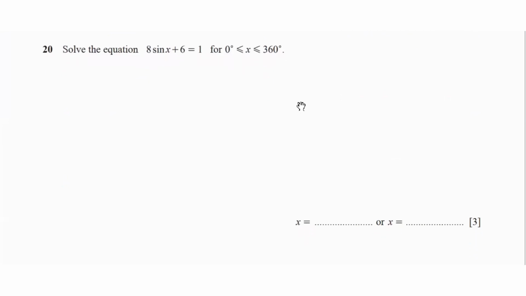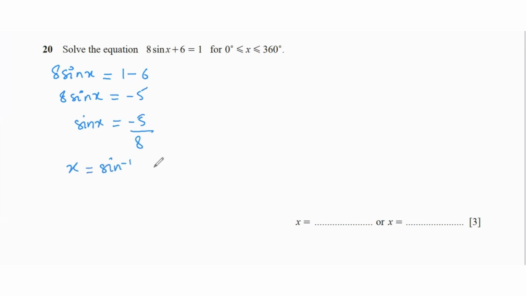Question 20 says, solve the equation 8 sine x plus 6 equals 1, where x is between 0 and 360. In this case, we're going to make sine x the subject first. We do that by bringing positive 6 to the other side. So that's 8 sine x equals negative 5. Then sine x is negative 5 over 8. So x is going to be sine inverse of negative 5 over 8. When you find the inverse of that, it basically equals negative 38.68.